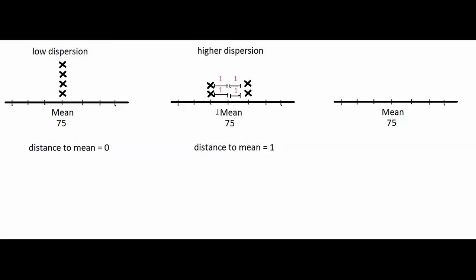So each person's absolute deviation is 1. Now, what if I taught a class of 4 students, and I gave out the exam to the 4 students, and this ended up being the outcome?